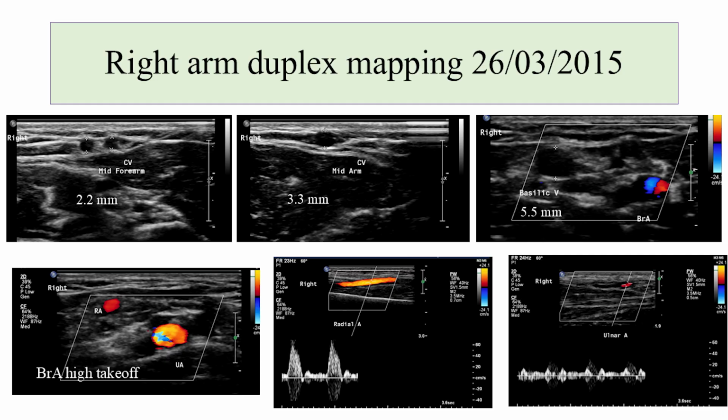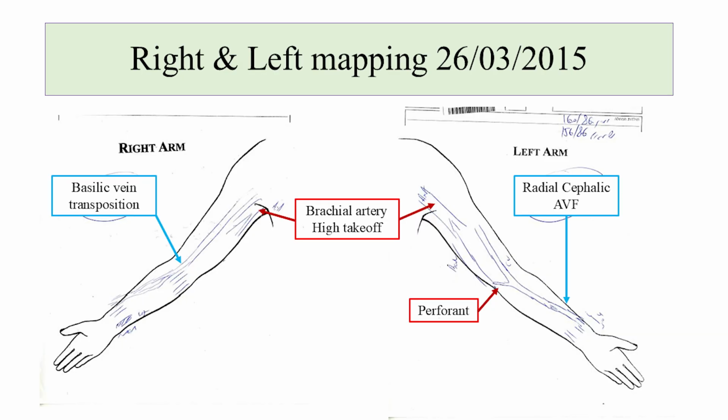On the right arm, the cephalic vein is borderline, and the ulnar artery is occluded. Thus, the only option is basilic vein transposition. Many centers use AV grafts, but our results are better than grafts, and we use them only when there is no other option. In the left arm, there is also high brachial artery takeoff. In conclusion, the options are radial cephalic fistula on the left, and on the right, basilic vein transposition.